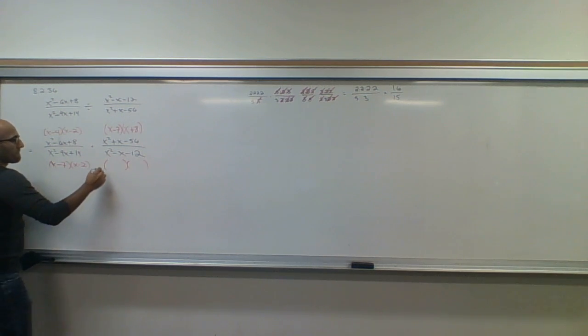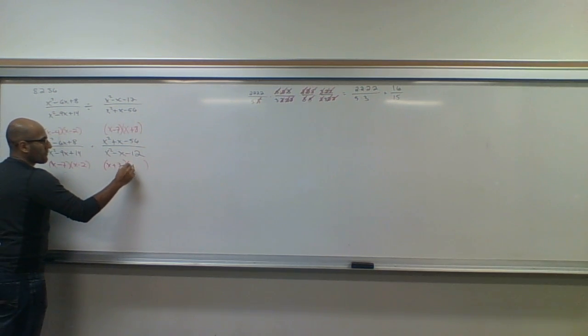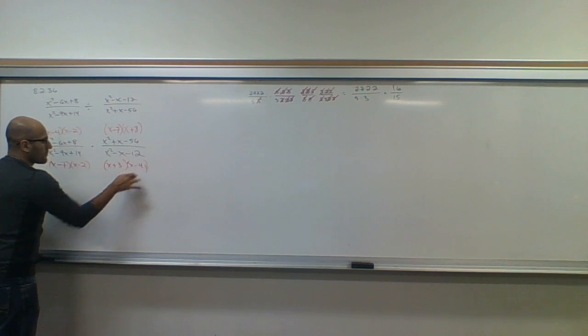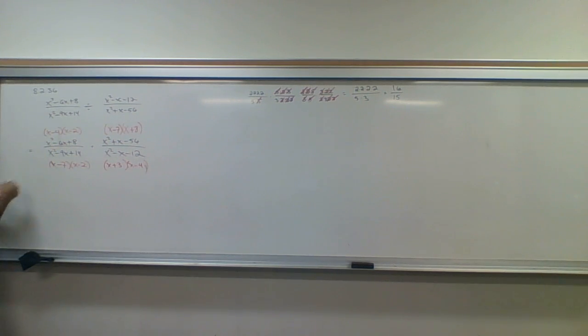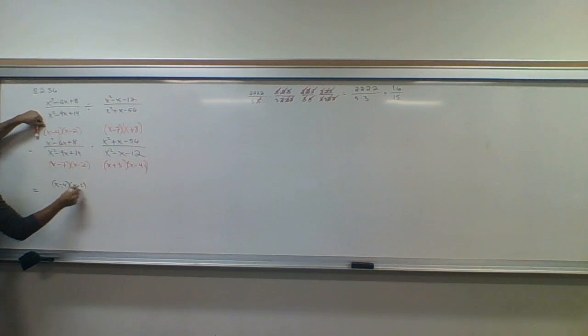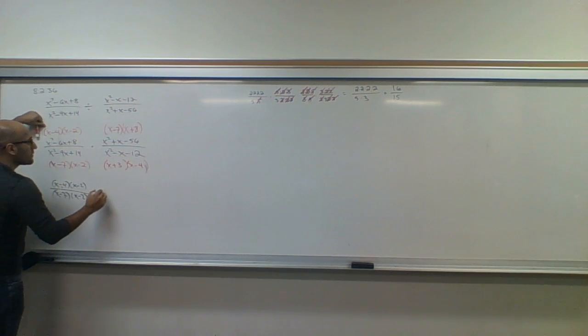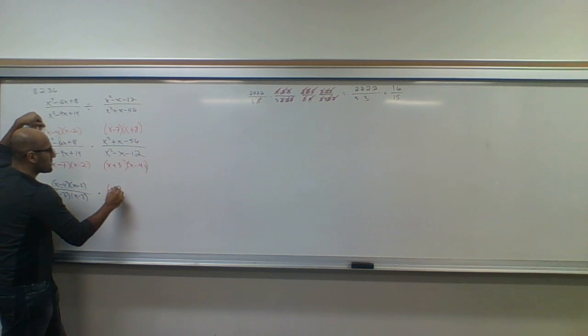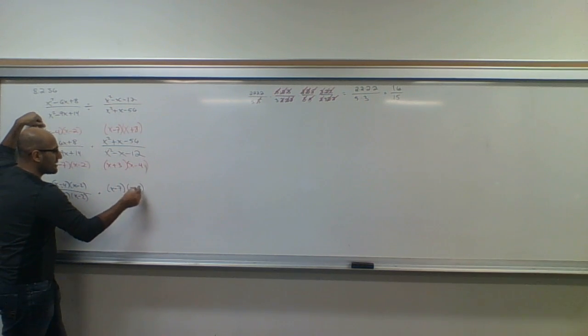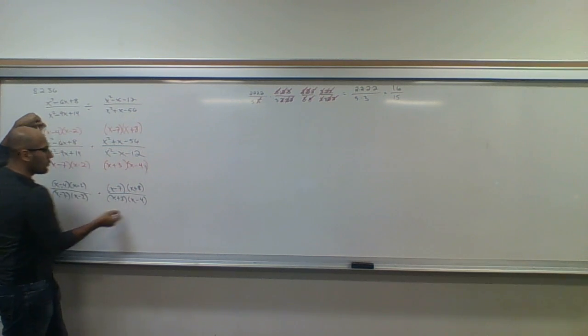Positive 3, negative 4. Okay, so we rewrite the whole thing then. So then this becomes x minus 4 times x minus 2 all over x minus 7 times x minus 2, times x minus 7 times x plus 8 divided by x plus 3 times x minus 4.